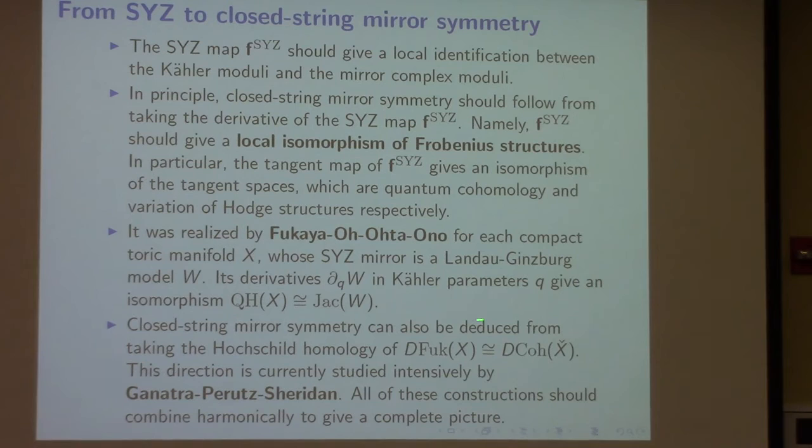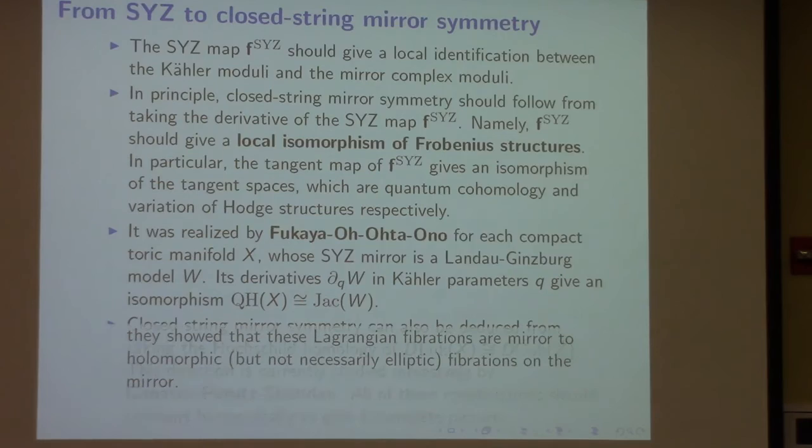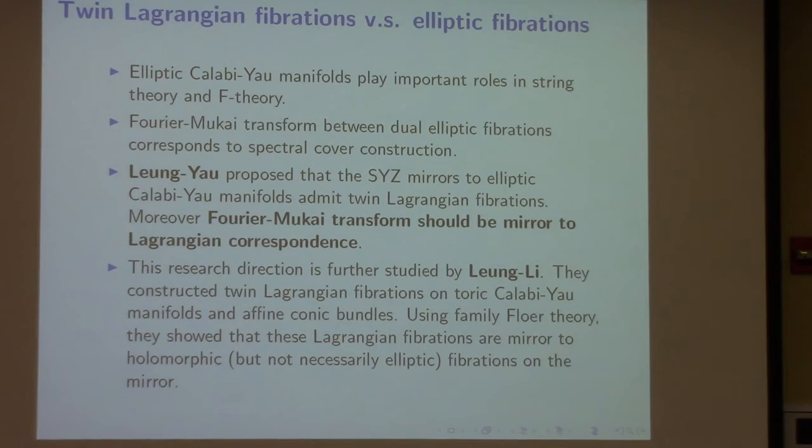This is being studied, and you will hear about it. So we hope eventually all this construction may give a nice picture of the duality and mirror symmetry. Now, in the last 5 or 6 years, there was much discussion about elliptic fibrations, which are related to F-theory, and Fourier transforms, which transform between elliptic fibrations corresponding to the spectral cover construction. About 10 years ago, Kuhn-Lell and I proposed that the SYZ mirror of an elliptic Calabi-Yau manifold admits two Lagrangian fibrations, and the Fourier-Mukai transform should be a mirror to a Lagrangian correspondence. So we wrote a paper about it about 10 years ago. This research was further studied by Lell, Kuhn-Lell, and Lee and his student.